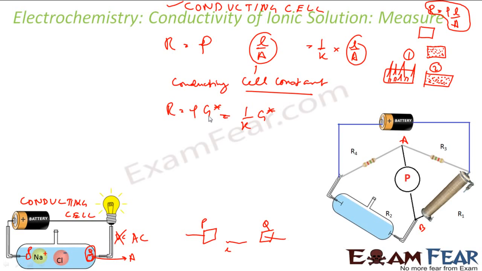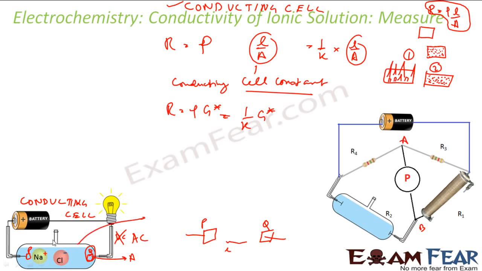Now the question is, how can we derive the value? So there are two ways. One way, I can directly find the length between these electrodes. I can find the area of the electrode. I can easily find L by A, and that is nothing but my value of G star. The other way I can do is, I can measure the resistance of this whole cell with a solution whose conductivity is known. For example, if I take KCl or if I take NaCl.